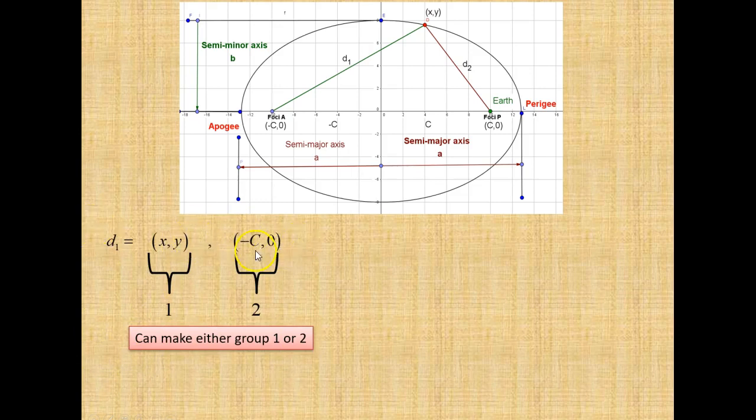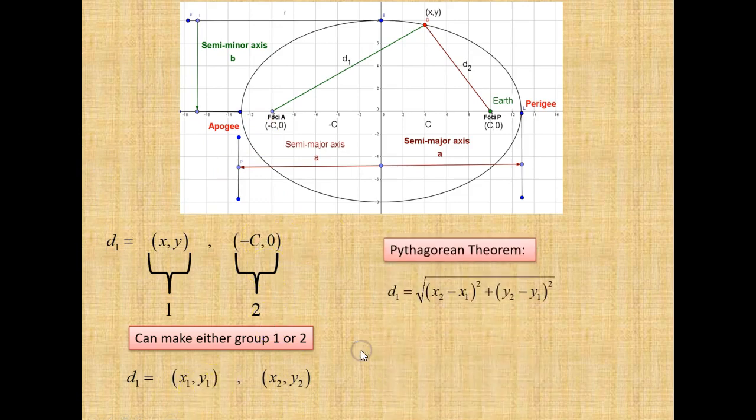Which one do we call 1 and 2? Well, we can call (x, y) 1 and (-c, 0) 2, or we can call (x, y) 2 and (-c, 0) 1. I just picked (x, y) as 1 and (-c, 0) as 2. Either one will work fine. So D1 is equal to, this is the point's location, x1, y1, x2, y2. The first one is x1, y1. The second is x2, y2.